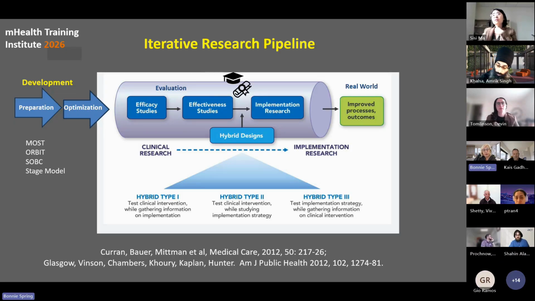You may be familiar with ORBIT, the science of behavior change, and the NIA stage model. These all help us develop an intervention and then optimize it so it's as effective, potent, and efficient as we think it can be. We then move into the stage of evaluation. This is where things become really important, because we can't expect our interventions to be used if they don't have an evidence base behind them.